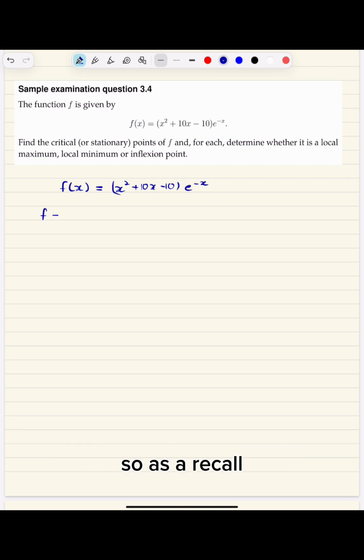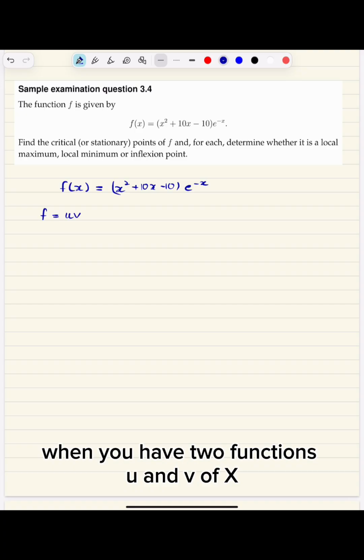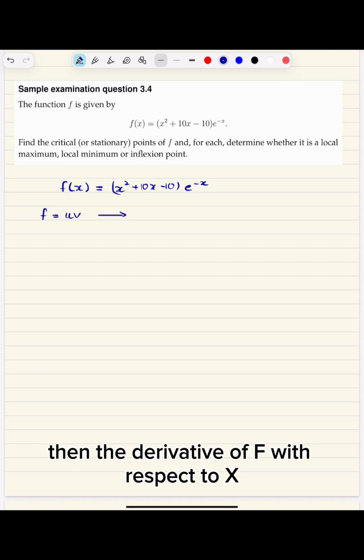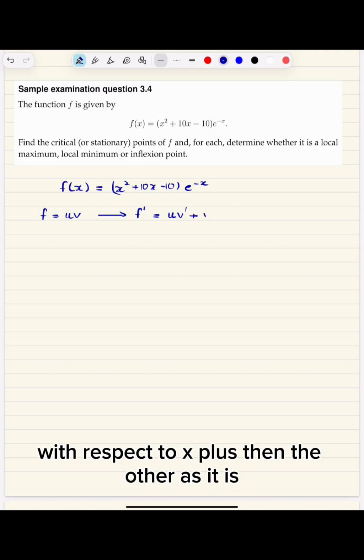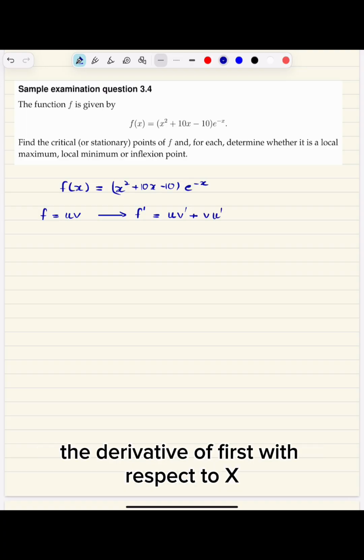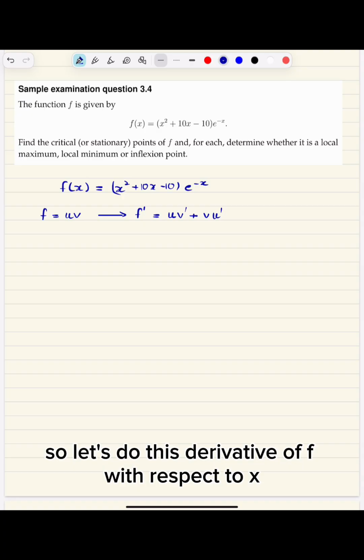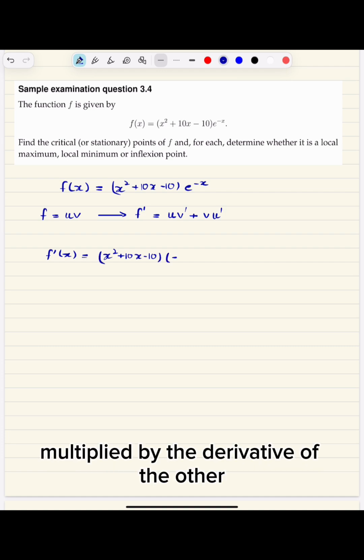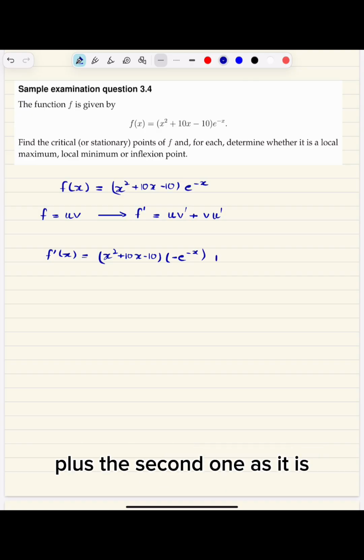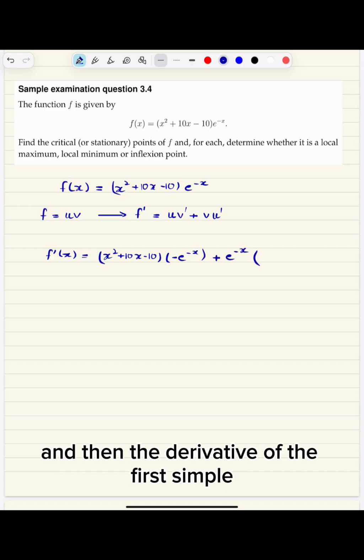As a recall, when you have two functions u and v of x, then the derivative of f with respect to x is one function as it is, and the derivative of the other with respect to x, plus the other as it is, and the derivative of the first with respect to x. So let's do this. The derivative of f with respect to x will be one of these functions as itself multiplied by the derivative of the other, plus the second one as it is, and then the derivative of the first.